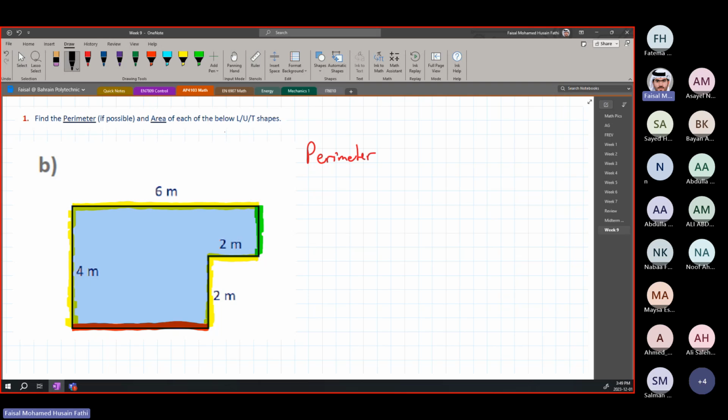So me, for example, I want to cut the shape here. Okay, I choose to cut the shape over here. This way I'm going to have a big rectangle or square and a small rectangle or square, and I'll be able to understand it better.